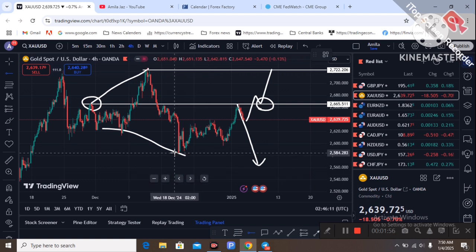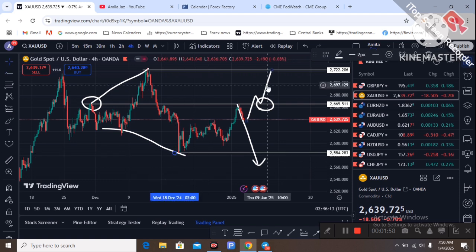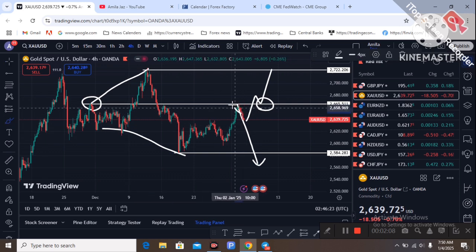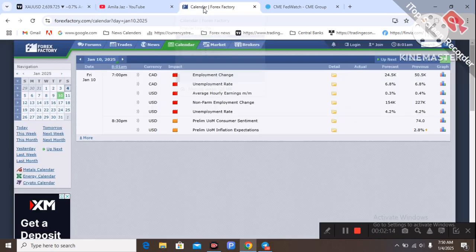So I am telling you this technical picture. This is the downside target, and the 2665 level breakout. If the price continues to the upside, 2720 is the strong resistance level. So this point is important technically.